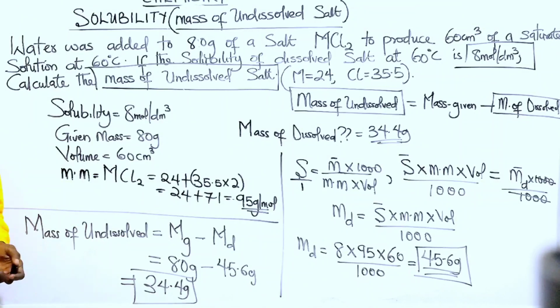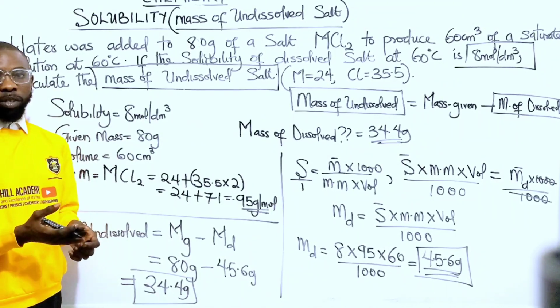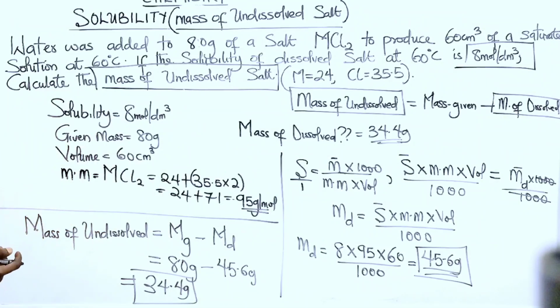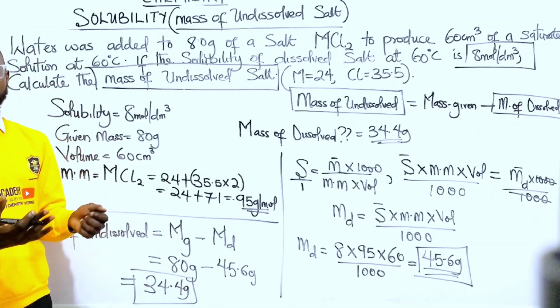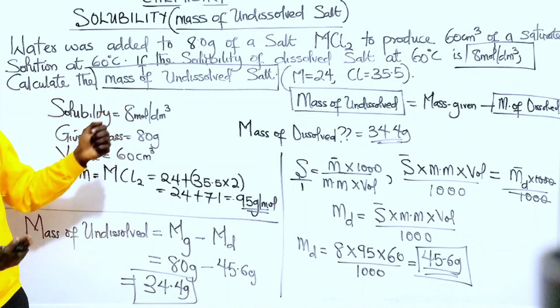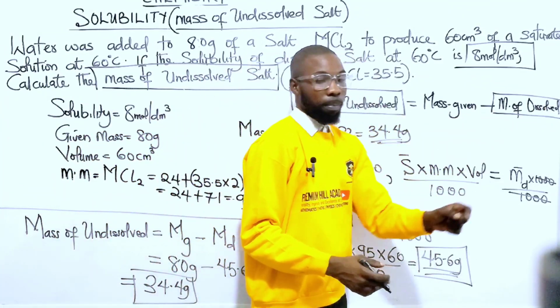Just know that the mass of undissolved is the mass of given minus the mass of dissolved. So if you want to get the mass of undissolved, it's here in the question. We said mass of undissolved is equal to mass of given minus mass of dissolved.